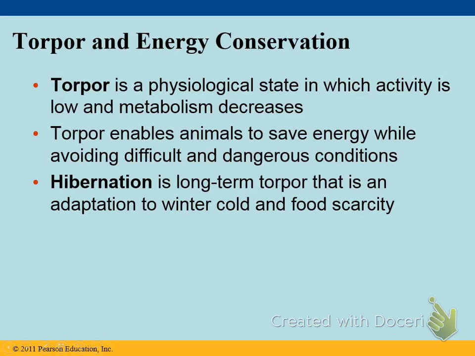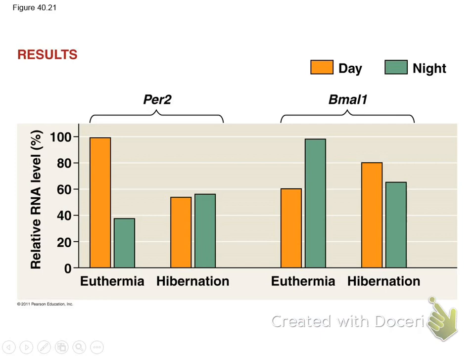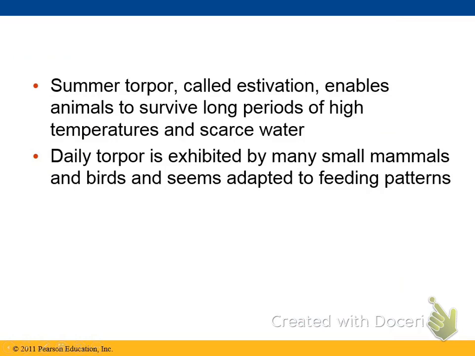Torpor is a physiological state in which activity is low and metabolism decreases. Torpor enables animals to save energy while avoiding difficult and dangerous conditions. Hibernation is a long-term torpor that is an adaptation to winter cold and food scarcity. Summer torpors, called estivations, enable animals to survive long periods of high temperatures and scarce water. Daily torpor is exhibited by many small mammals and birds and seems adapted to feeding patterns.